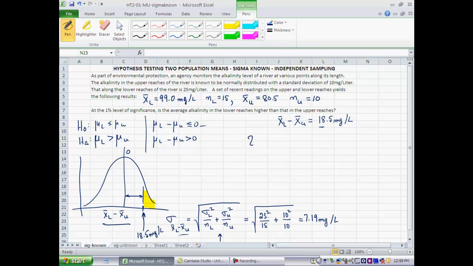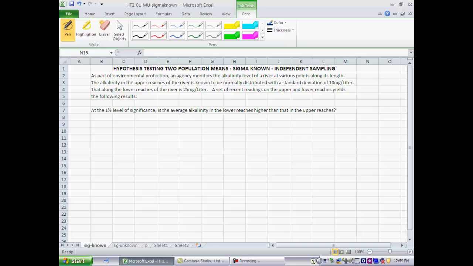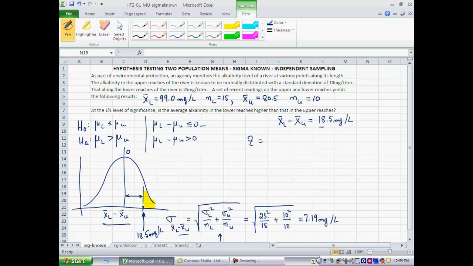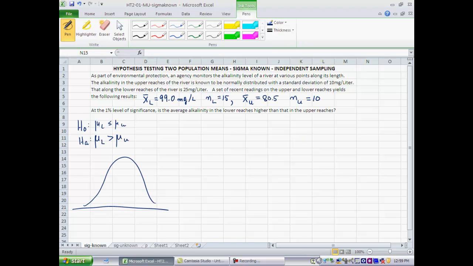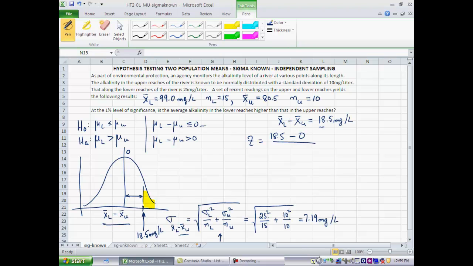Now I'm in a position to check numerically whether this 18.5 milligrams per liter difference is large enough. And you know the process, you simply standardize. So I want to check if 18.5 milligrams per liter is significantly different from 0. Why significantly different from 0? Because that's what we assume is true when the null is true as an equality. So divide by 7.19.